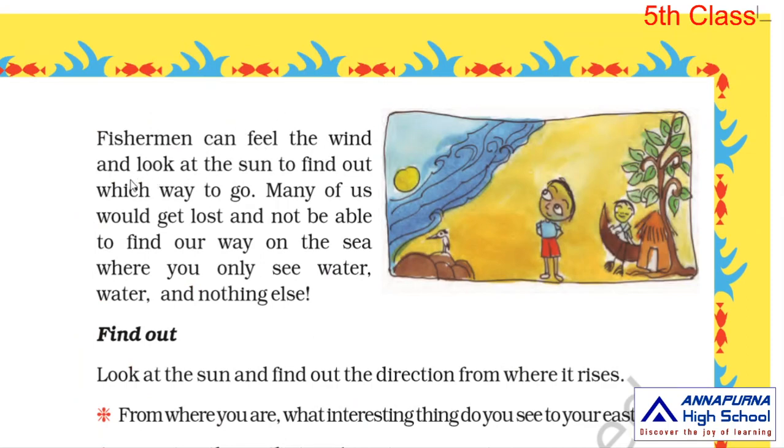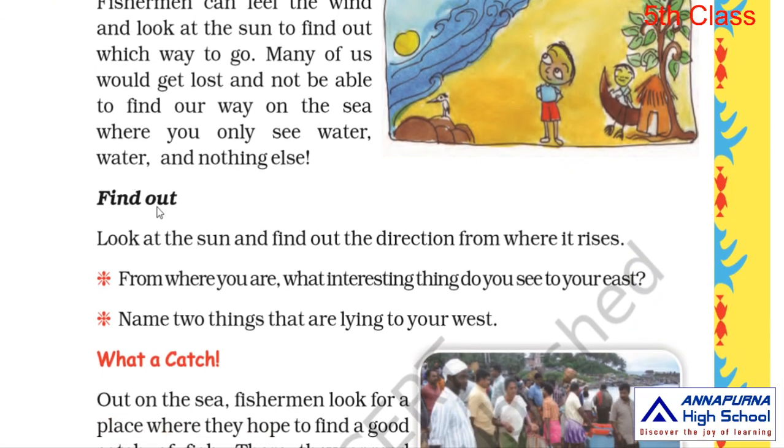Fishermen can feel the wind and look at the sun to find out which way to go. Many of us would get lost and not be able to find our way on the sea, where you only see water and nothing else. So suppose in the middle of the sea we can see water only. Now here is the question. Look at the sun and find out the direction from where it rises.